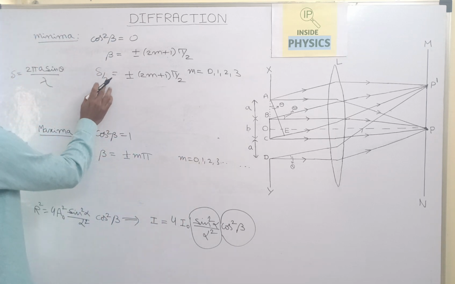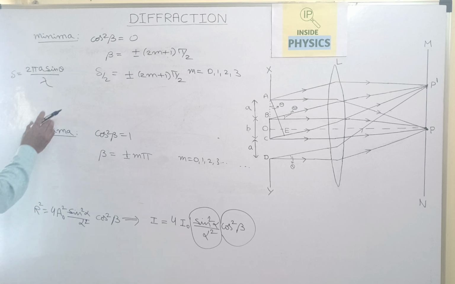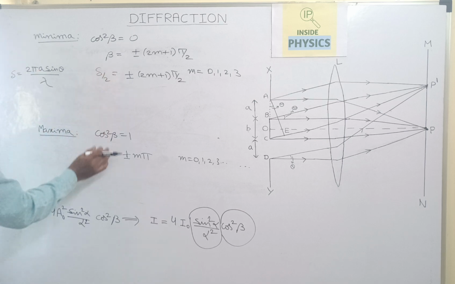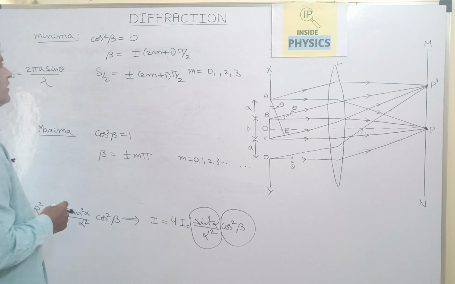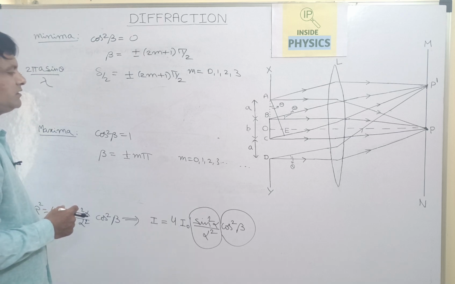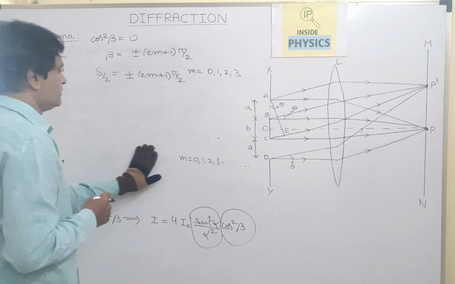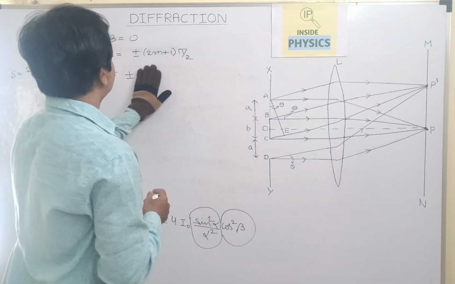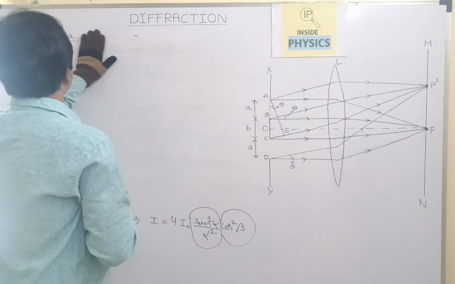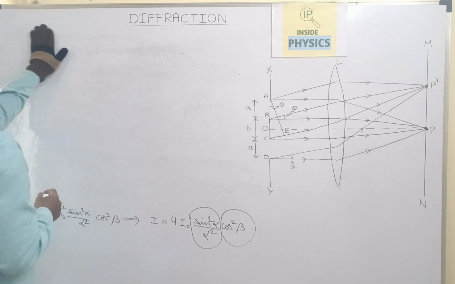We all know beta is equal to delta by 2, and if you place this value in here, we can get the phase difference if you know the diffracting angle. So these are the conditions for maxima and minima, and here we picturize these patterns in the form of a graph to understand better. We will close this session in the next 5 minutes after drawing these pictures.